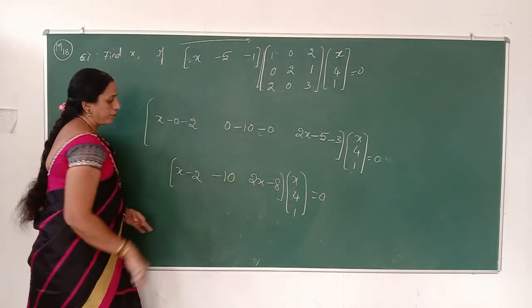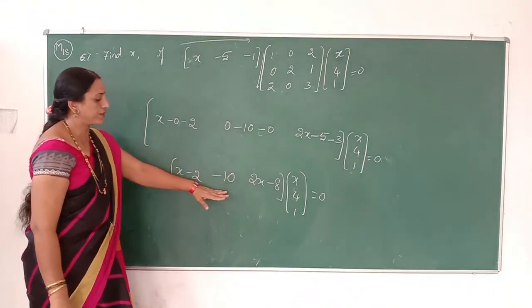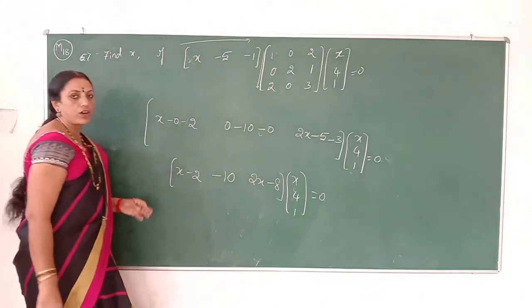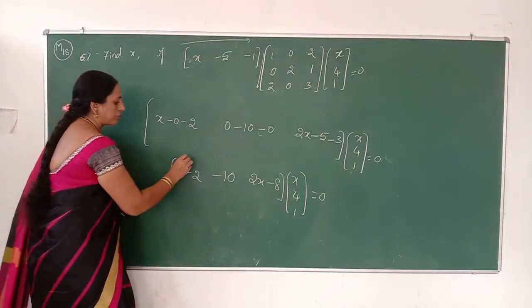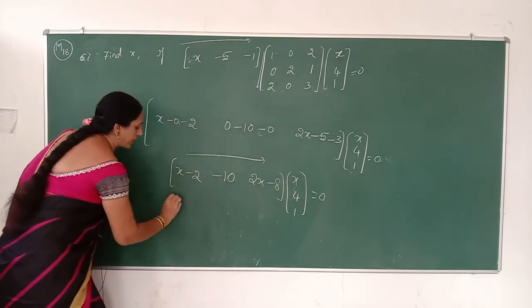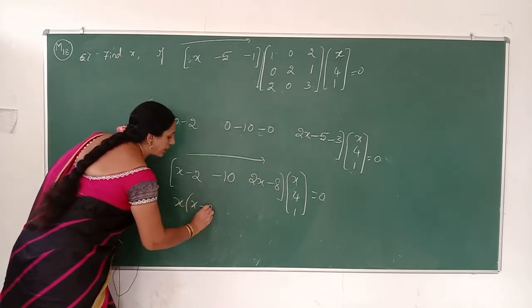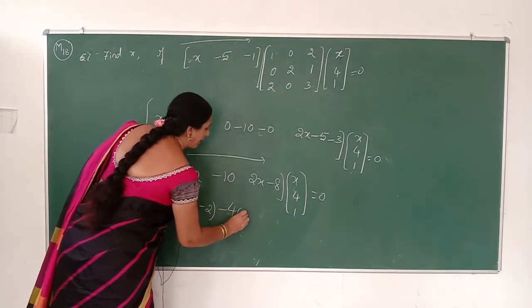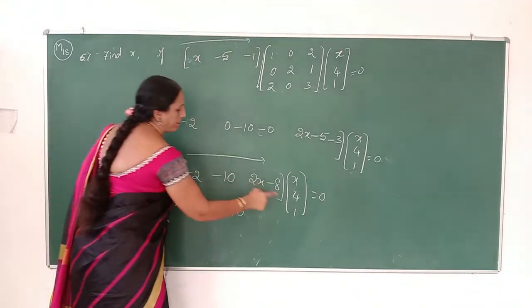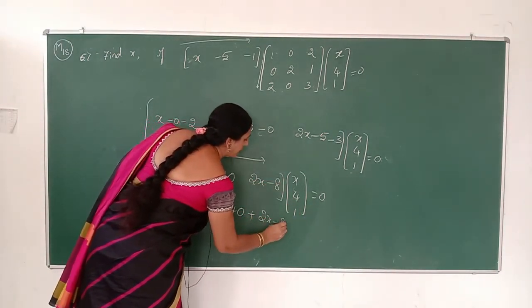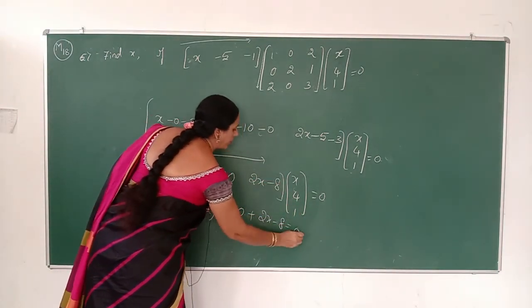So again these are in the form of a product of two matrices. The first one is a matrix of order 1 cross 3 and the second one is a matrix of order 3 cross 1. Again get multiplied with row and column. x minus 2 into x can be written as x of x minus 2. Minus 10 into 4 is minus 40, plus 2x minus 8 into 1. It will be equal to 0.